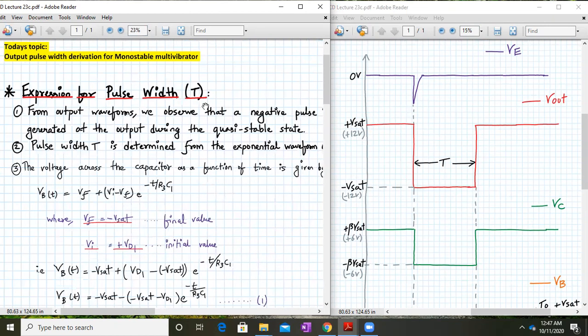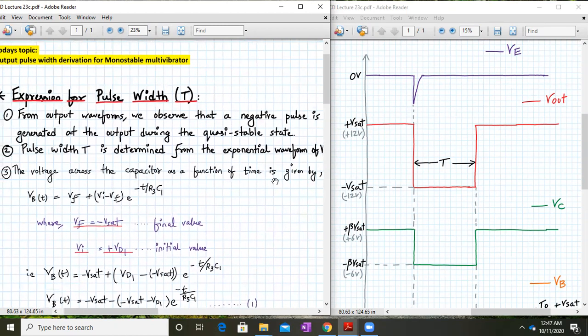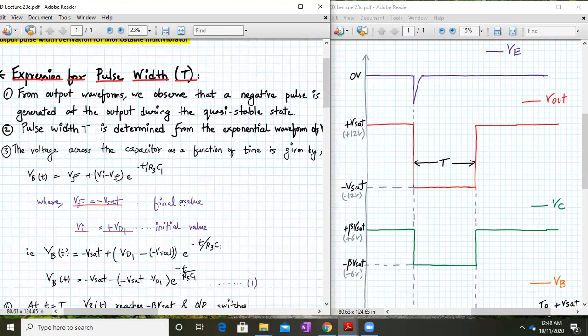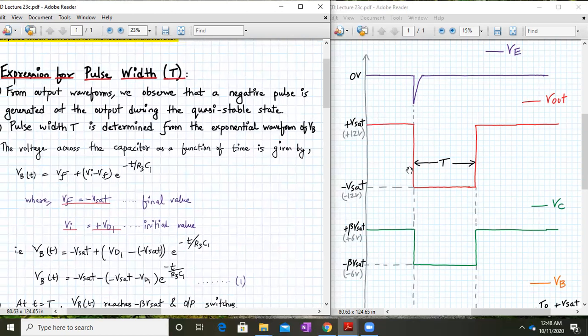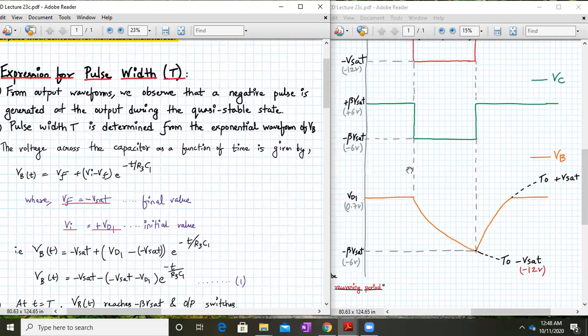So we are going to derive the expression for the pulse width. This is my pulse width T for a monostable multivibrator. From the output waveform, we observe that a negative pulse is generated at the output during the quasi-stable state. So this is the negative pulse which is generated during the quasi-stable state. The pulse width T is determined from the exponential waveform of Vb. So this is my Vb actually. This is my exponential waveform.